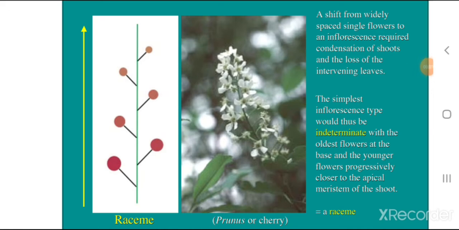Raceme inflorescence. Raceme has indeterminate growth where flowers are borne in lateral position. Flowers develop at the axil of each leaf along an unbranched axis. Every flower in the inflorescence has a short stalk called a pedicel.